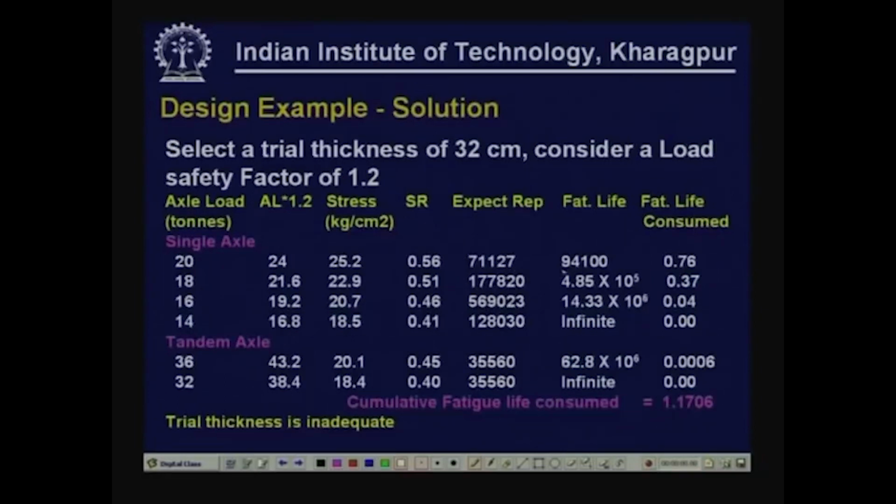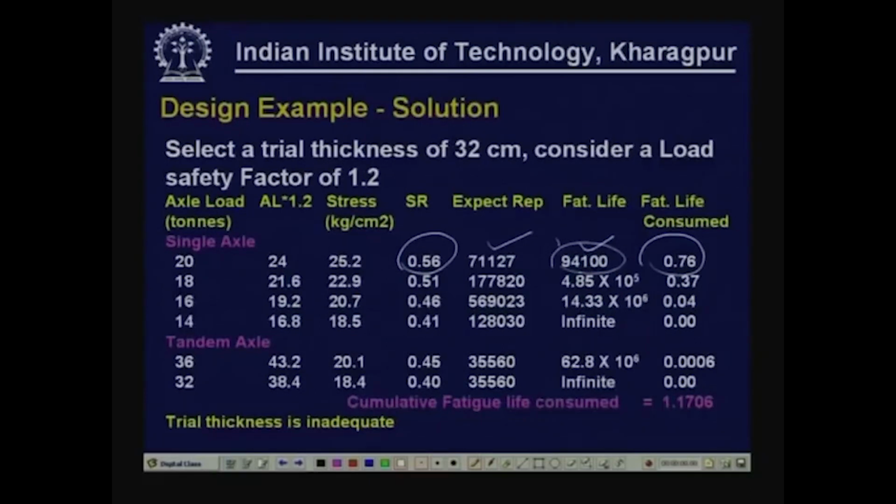The fatigue life is obtained using this stress ratio by substituting this in the fatigue equations that we have discussed earlier, as given here. So, this is the total fatigue life consumed, because this is the life and this is the expected repetitions. This ratio multiplied by 100 directly gives you the fatigue life that is consumed.